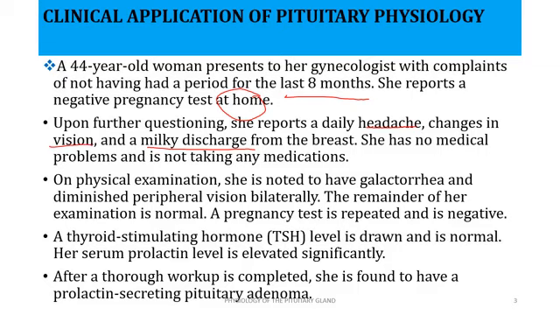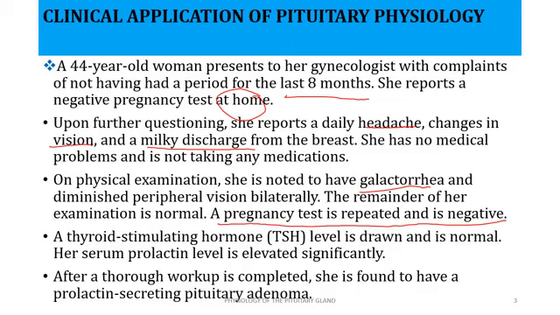On physical examination, she's noted to have galactorrhea. Of course, galactorrhea means milk discharge, and diminished peripheral vision bilaterally. The remainder of the examination is normal. Again, a urinary pregnancy test repeated in hospital was negative. Why? Because the doctor has to prove again whether the patient is pregnant or not. The first urinary pregnancy test was done at home, and now the second has been repeated in the hospital by a doctor.